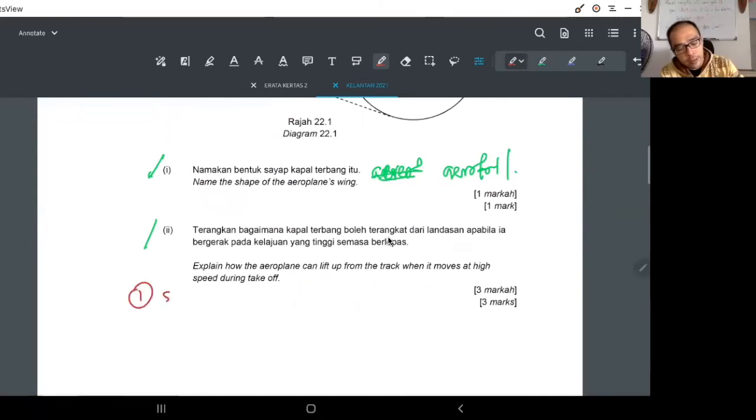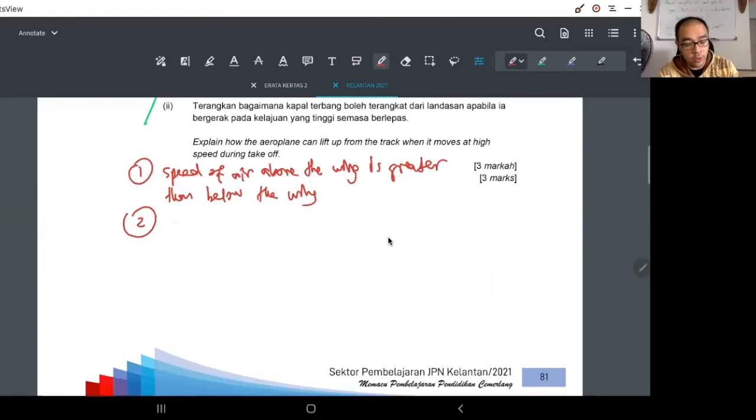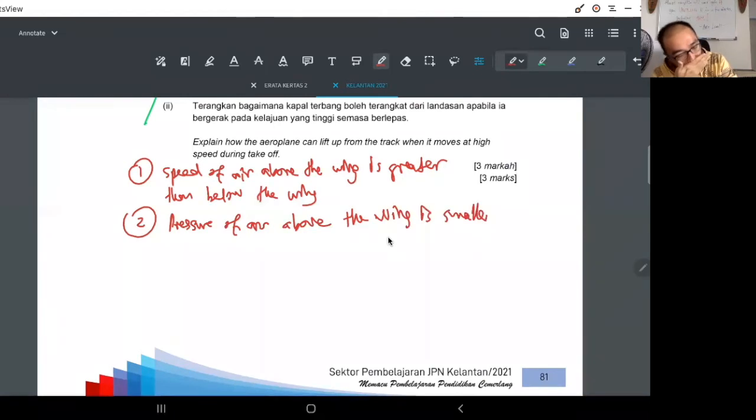First, talk about the speed. Okay, the speed of air above the wing, okay, is greater than below the wing. Okay, secondly, based on Bernoulli's principle, the higher the speed, the lower the pressure. So the pressure of air above, okay, above the wing is smaller. Then below the wing, hold on.